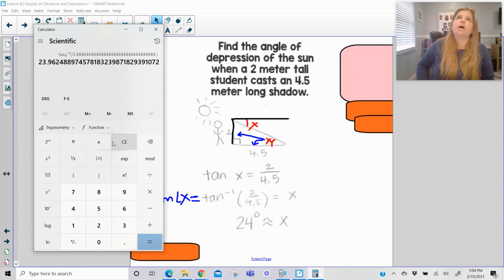So always remember, that's how your iPhone and your calculator and your laptop are going to go. You have to type in the number first and then apply the inverse function. We went over that in a previous lesson. And you see I get the exact same answer. I just rounded to the nearest whole number.